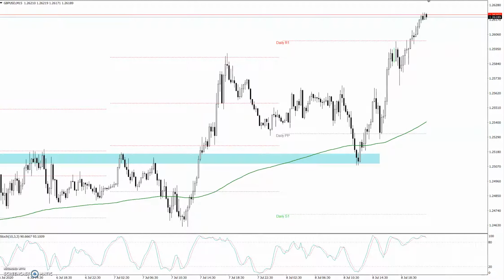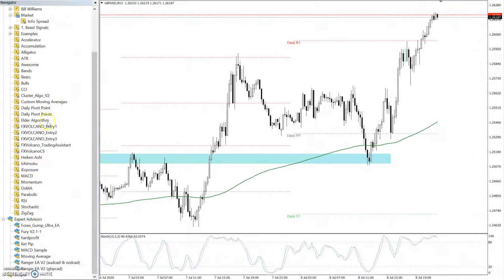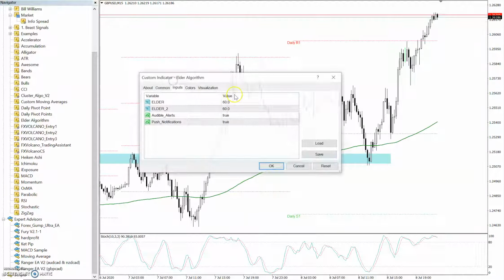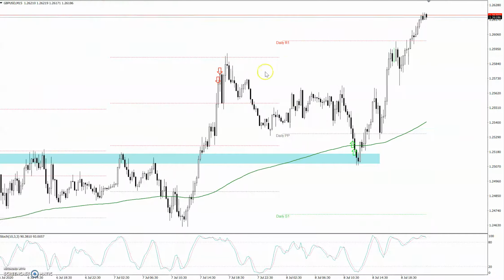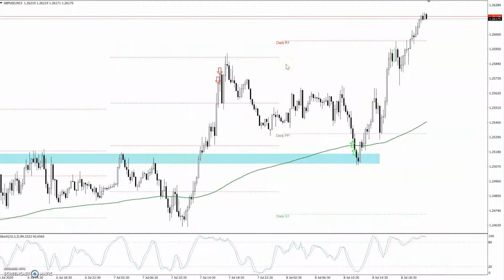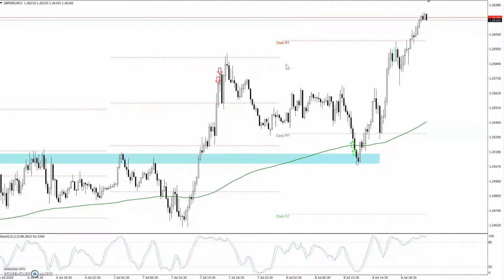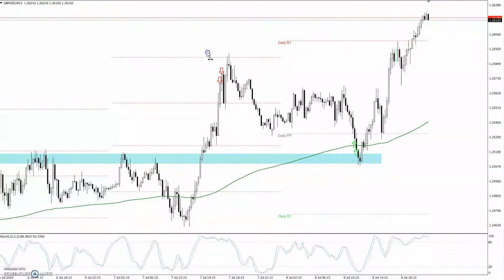Today we're going to be looking at a simple but highly profitable Forex trading strategy using two custom indicators developed by Fletcher Trading. Our first indicator is called the daily pivot points. This is a form of support and resistance, perfect for setting your stop loss and take profit. Our second indicator is called the Elder algorithm. Simply drag and drop it onto the screen here, and it starts to produce these signals. This indicator will predict the potential turning points in the market, and it's perfect for your entries.